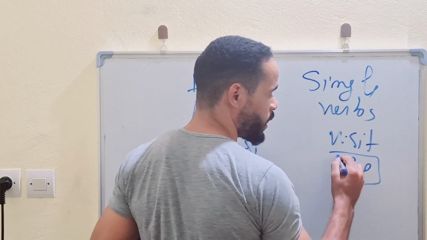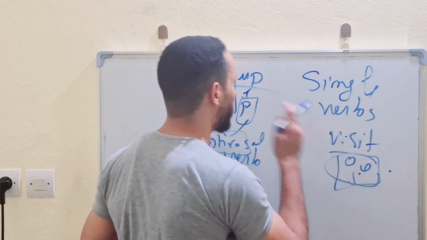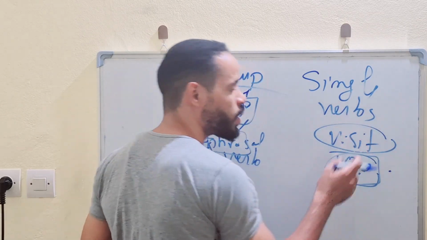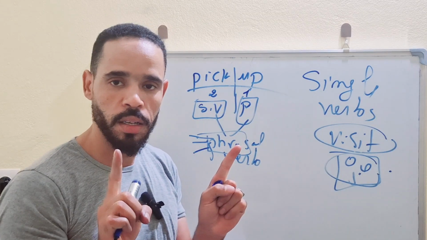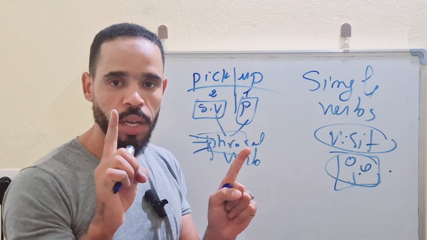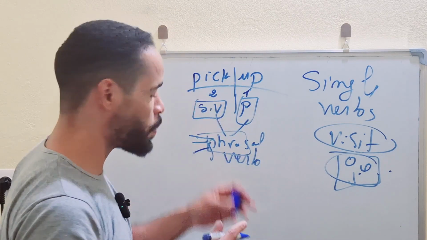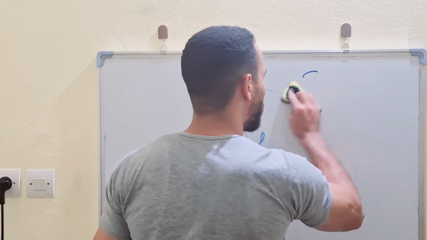go. As you can see here, as you can observe, we have one part, go. We don't have two parts like in this one. And also visit, one part. Single verbs. They are not married. They are single. They live alone. Unlike here with phrasal verbs, which are like married verbs. Okay? Keep that in mind.